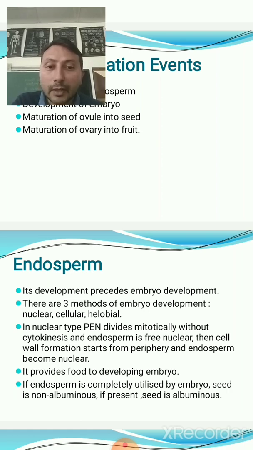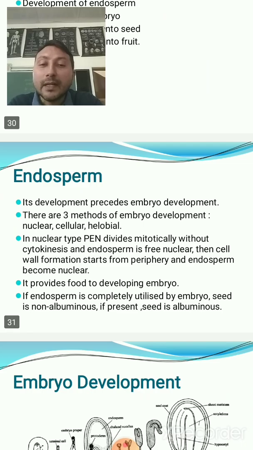There are three methods of endosperm development: nuclear, cellular and helobial. In the nuclear type, PEN divides mitotically without cytokinesis, and endosperm is free nuclear. Then cell wall formation starts from the periphery towards the endosperm. It provides food to the developing embryo. If endosperm is completely utilized by the embryo, then they are called non-albuminous. If it is present, it is called albuminous seeds.